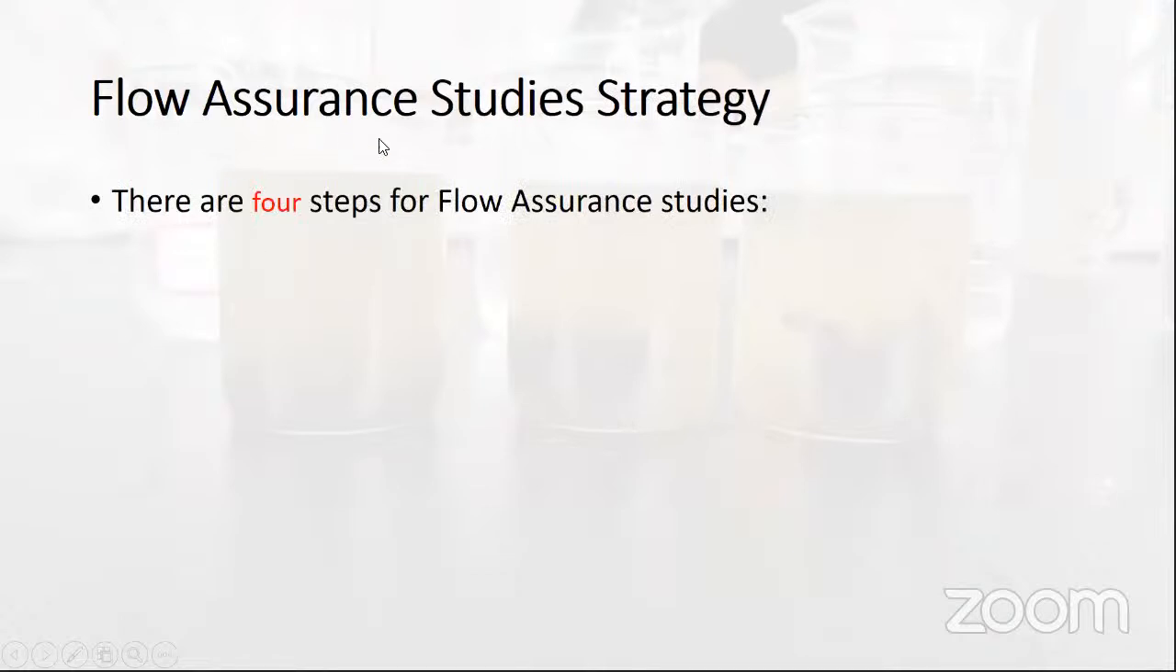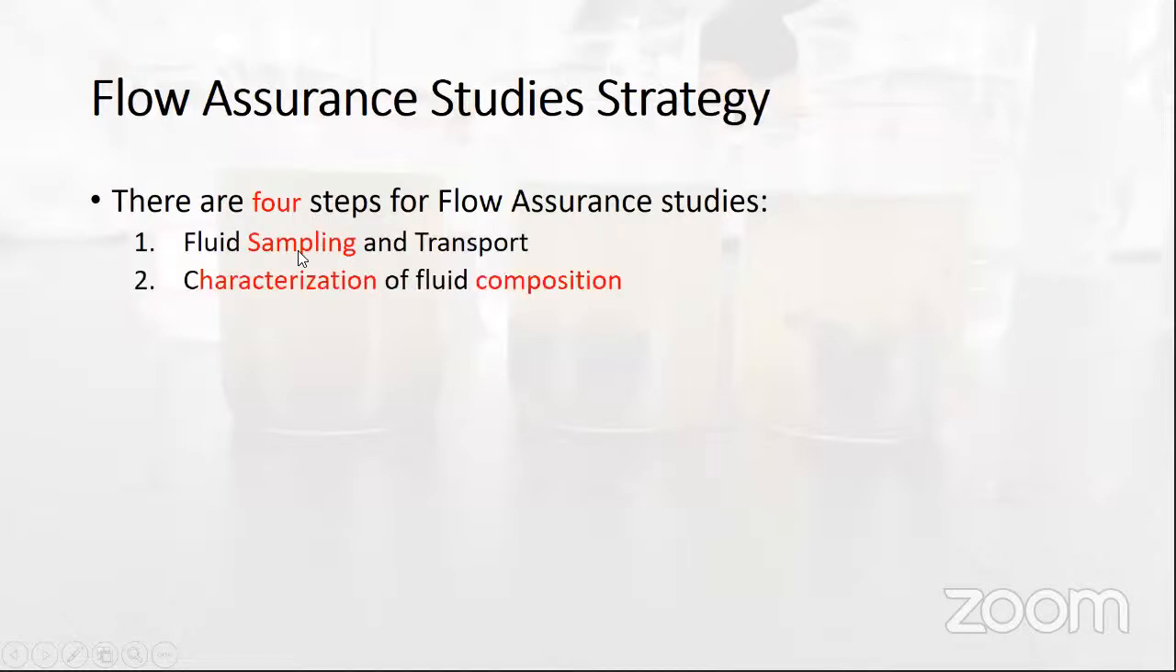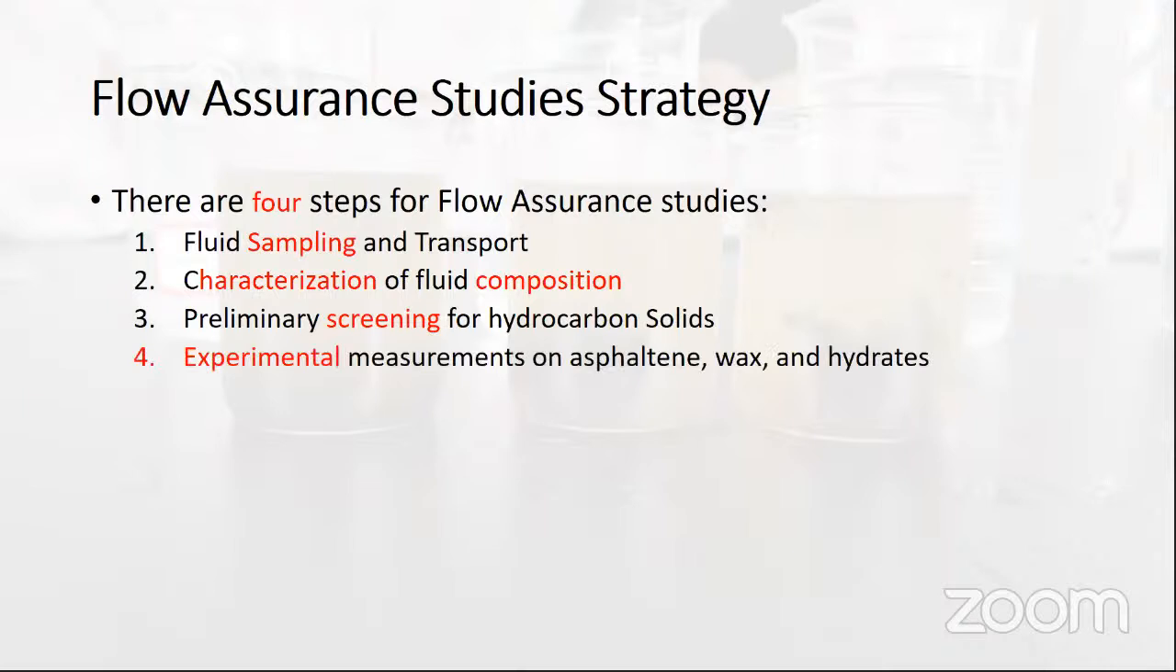The strategy for flow assurance studies has four main steps. The first step is fluid sampling. The second is how to characterize the composition of the reservoir fluid. Third, how to screen the problems that can occur due to the reservoir fluid. And finally, after detecting that we will have a problem in the future, how to do some experimental work to further screen and analyze this phenomenon.